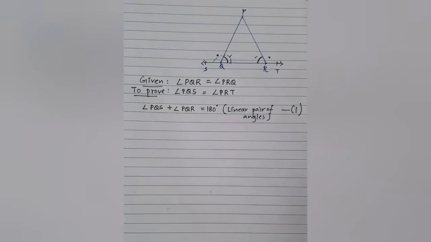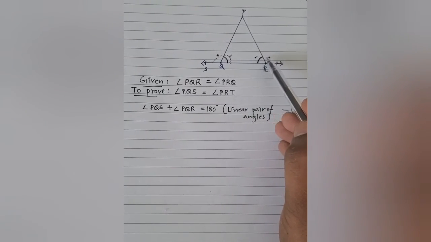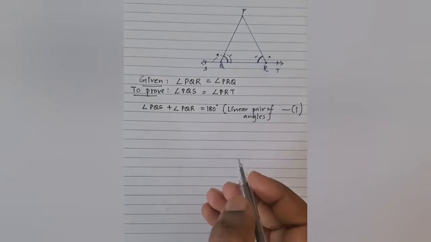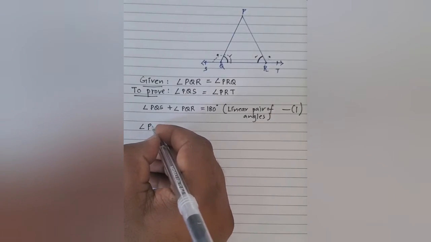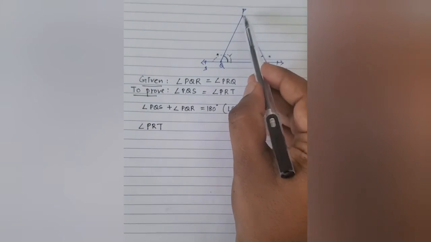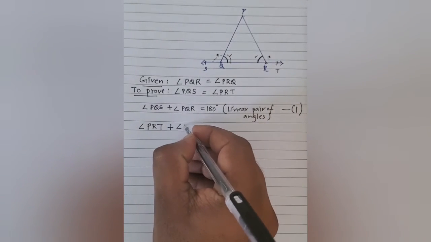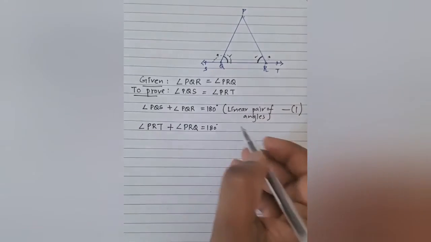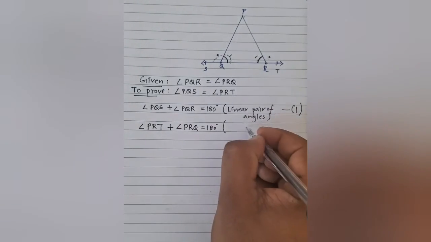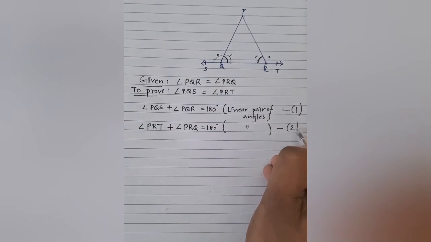Now if we look at the other side of the triangle, these two angles also form a linear pair. Hence, their sum should also be equal to 180 degrees. So I'll write angle PRT, this angle, plus this one, that is PRQ, is equal to 180 degrees. And what's the reason? The reason is the same. They form a linear pair of angles. Okay, this is our second observation.